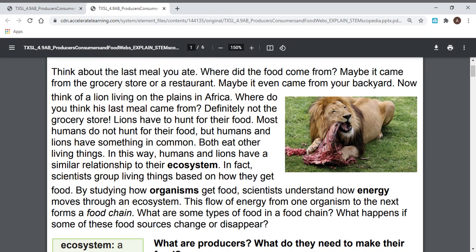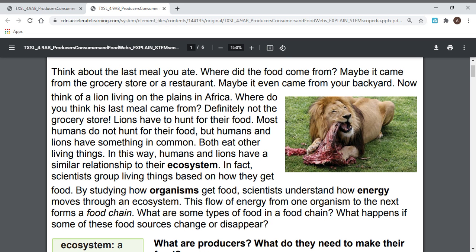You can read the unit separately, or you can listen to this audio of it. I will have this attached, and I will also have the vocabulary words attached with it. So let's go ahead and get started.